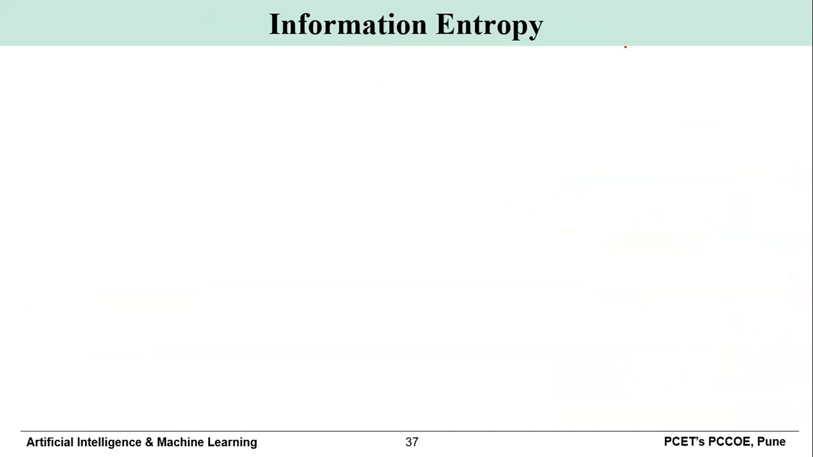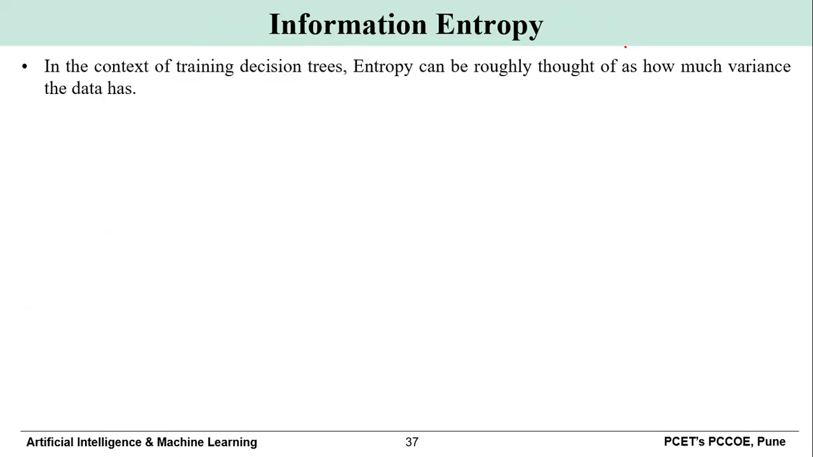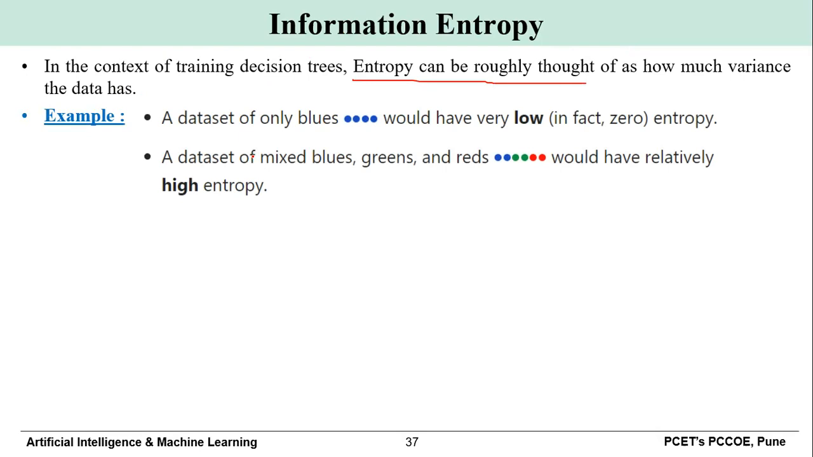Before that we will try to understand entropy and information gain. So, in the context of training decision trees, entropy can be roughly thought of as how much variance the data has.